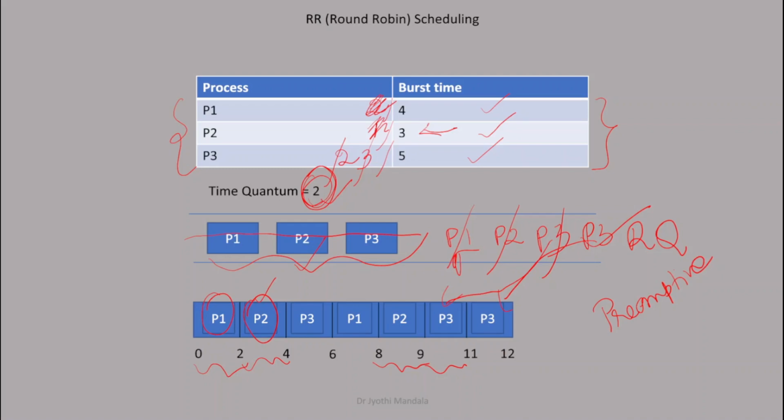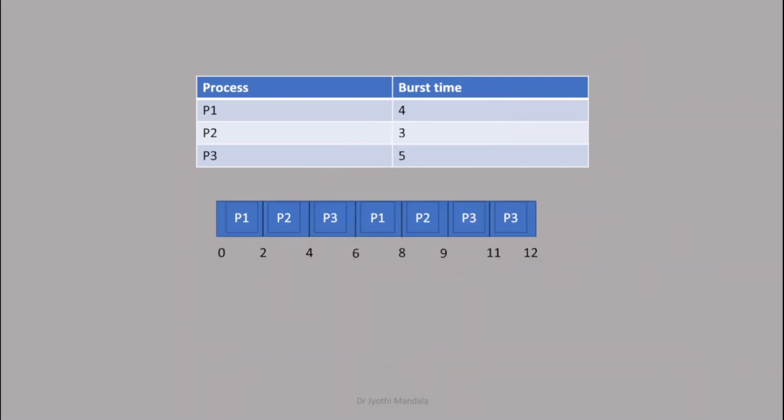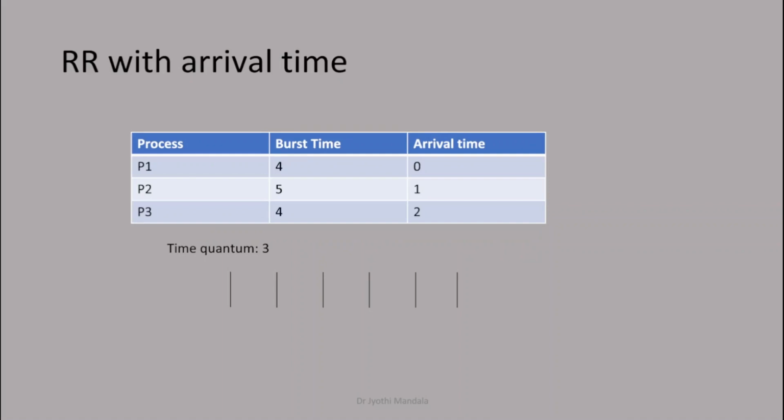Right? Let us take one more example where different arrival times are there. Here in this example, there is no arrival time. That means all have arrived at the same time. Now I'll take one more example where we have considered different arrival times. Right? This is the final output of the first problem, how it has been executed. Now let us consider different arrival times.